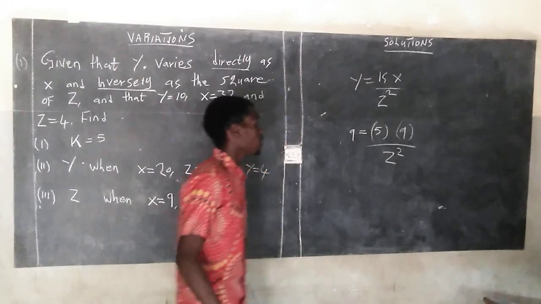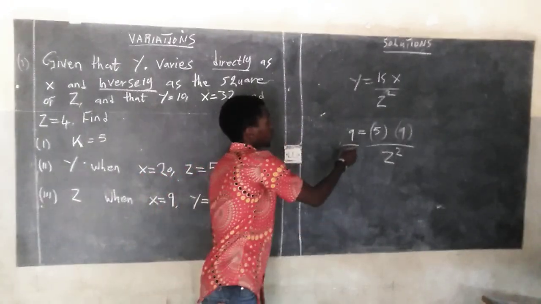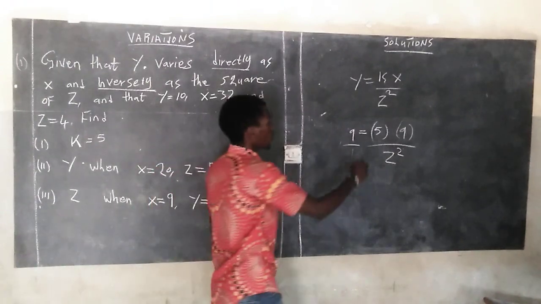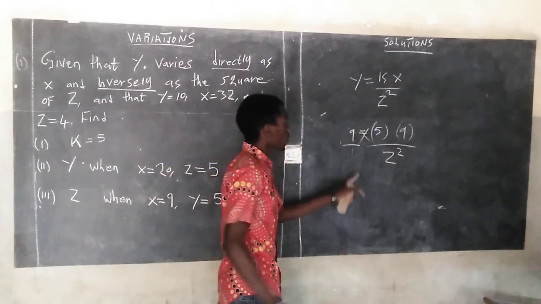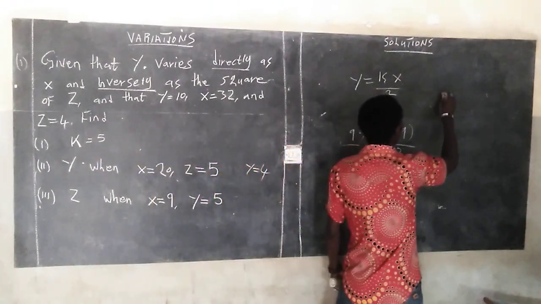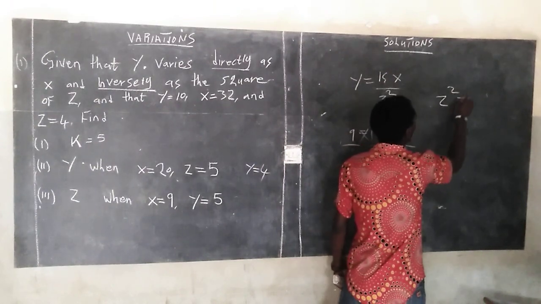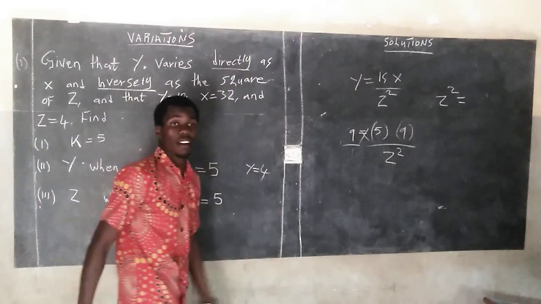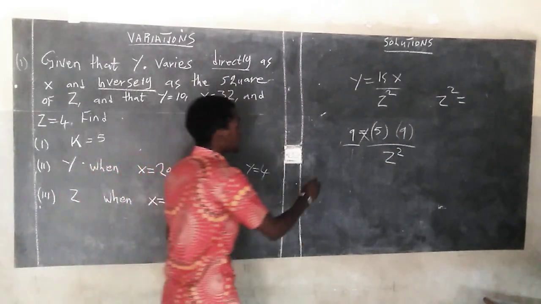Okay, we are finding the value of z. So now we are having this. Since we are having an equal sign here, we are going to cross multiply. So on this side I'm going to come up with z squared is equal to, what is 5 times 9?